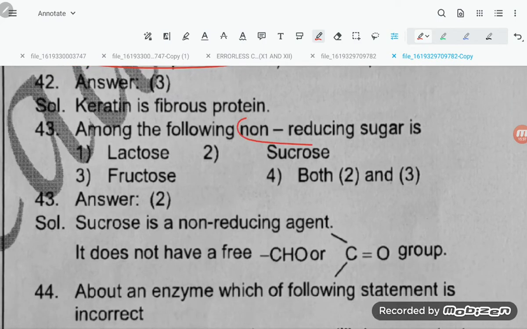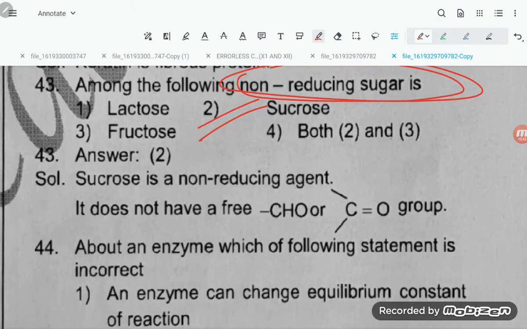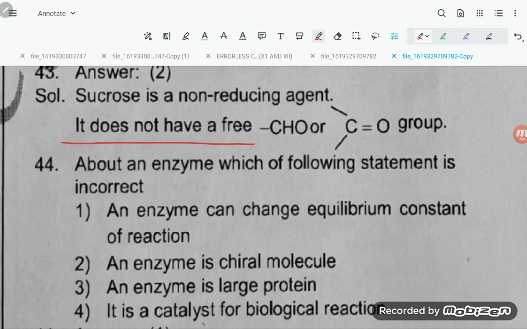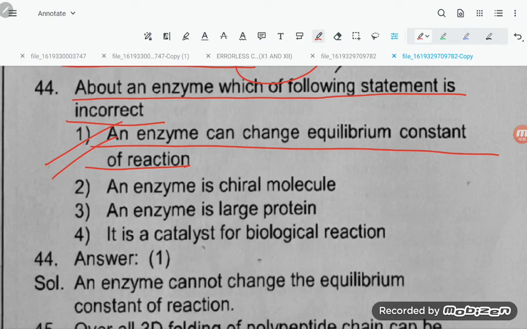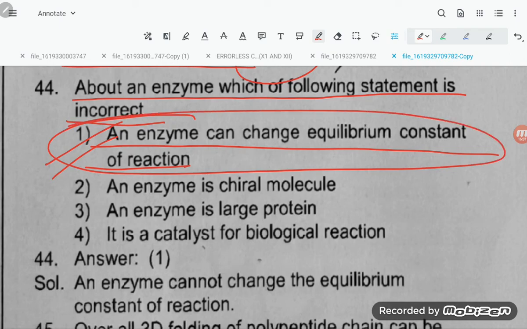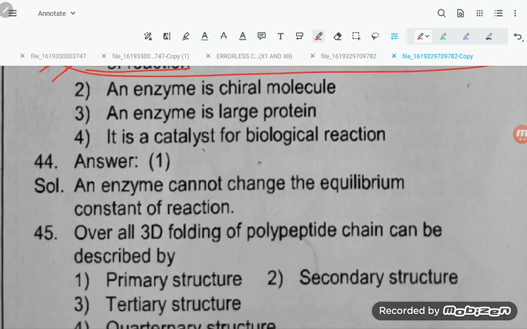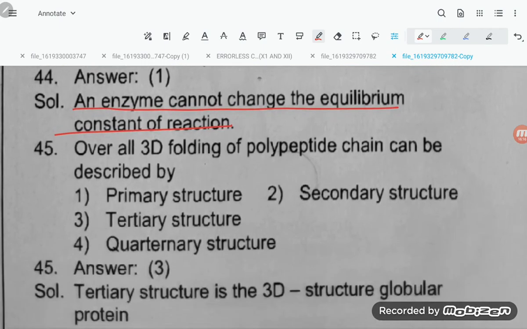Among the following, the non-reducing sugar is sucrose. Sucrose is a non-reducing sugar. It does not have a free CHO group. About the enzyme, which of the following statements is incorrect? An enzyme can change the equilibrium constant of the reaction. So an enzyme only increases the rate of reaction, it does not change the equilibrium constant. So the required answer is option number 1. An enzyme cannot change the equilibrium constant of the reaction.